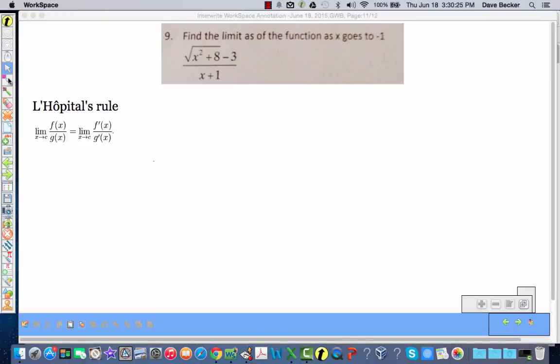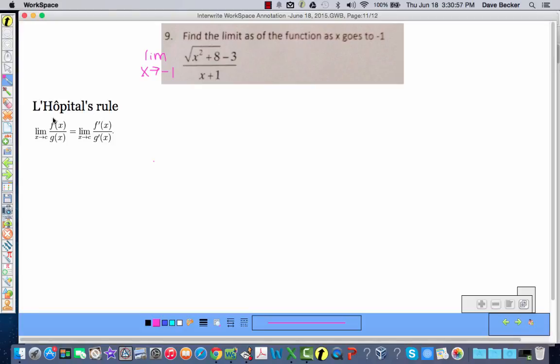You apply it when you have an indeterminate form. And all that means is, let me just write this, find the limit as x approaches -1 of this function right here. And it's indeterminate, meaning we can't determine it because it's divided. If I replace x with -1, then we're dividing by 0, which we already talked about that you can't do.